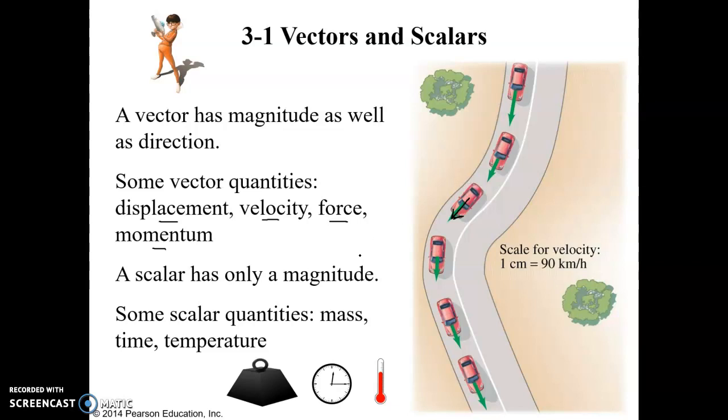So things that do not have a direction associated with them, that only have a magnitude, are called scalars. Some examples of scalar quantities are mass. Mass doesn't really have a direction. It only has a quantity or magnitude associated with it. Time really only moves in one direction. And temperature. You can't say that the temperature of something has a direction associated with it. It is what it is. It only has the magnitude.